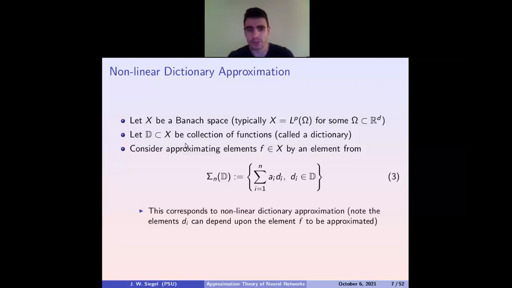And my goal is to approximate elements f in this Banach space by n-term linear combinations of dictionary elements. So here, given an f in X, I want to approximate it by an expression of this form, where crucially, the d_i, the dictionary elements that occur in the expansion, depend upon f. That's why it's called nonlinear dictionary approximation, because the d_i that show up in this expansion depend upon the function f. In some sense, it's like a sparse representation in terms of this dictionary.